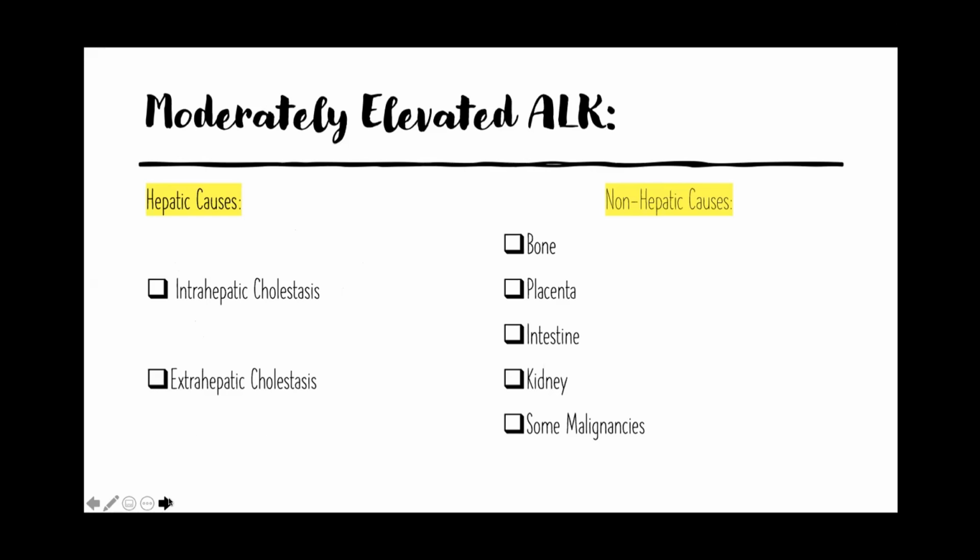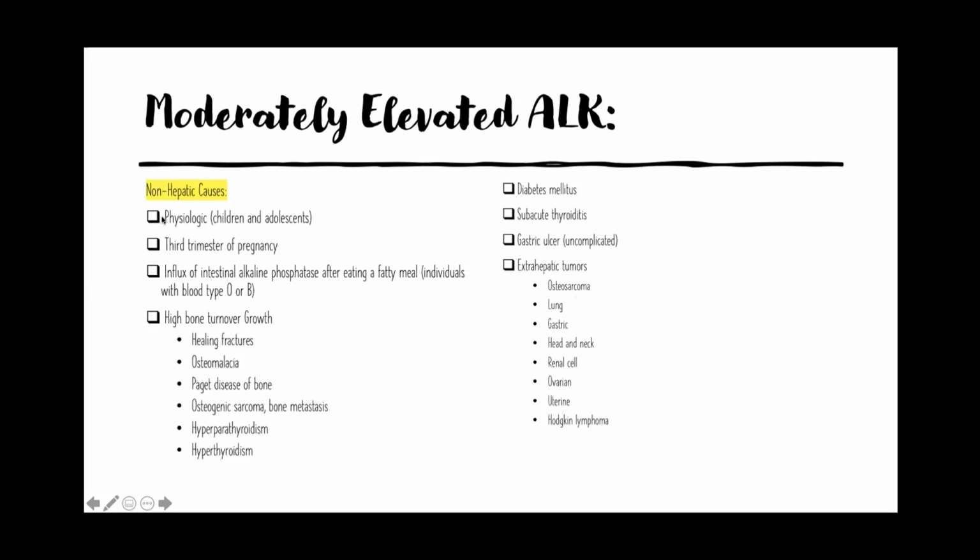And as you know, guys, elevation of ALK phos might be hepatic, intrahepatic, or extrahepatic cholestasis, but we also need to think about non-hepatic causes, including bone disease, placenta in pregnant women, the intestine, kidney, and some malignancies. So it might be physiologic in children and adolescents, or in the third trimester of pregnancy due to placental influx, and sometimes patients with blood type O or B would have influx of ALK phos after a fatty meal.